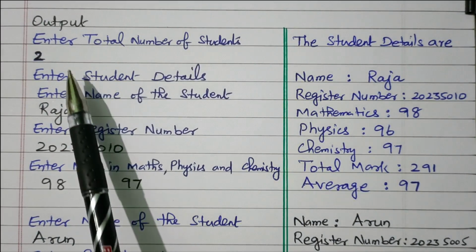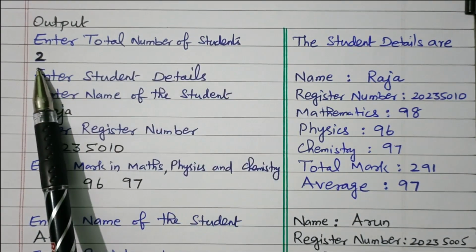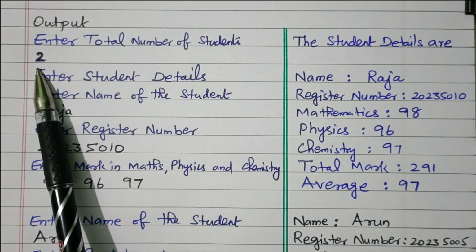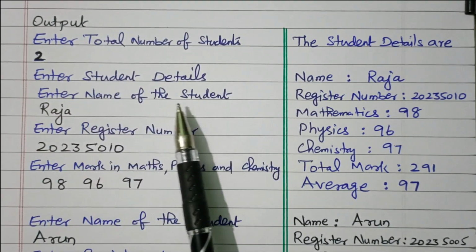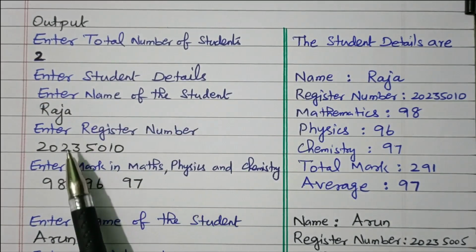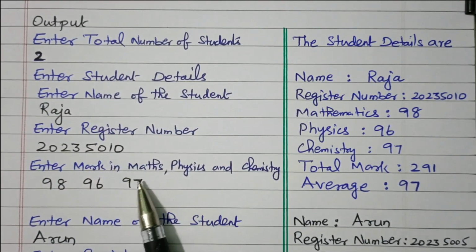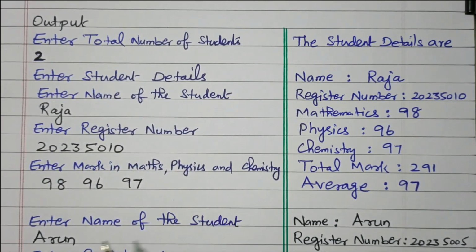First what we got? Enter total number of students. We asked the user to enter the number of students, which is 2. Right? In the program we referred to 5 students. Now 2 students are entered, n equal to 2. Enter student details. Right? Enter name of the student. This is the first student, right? Raja. Enter register number 20235010. Enter marks in maths, physics and chemistry: 98, 96, 97.